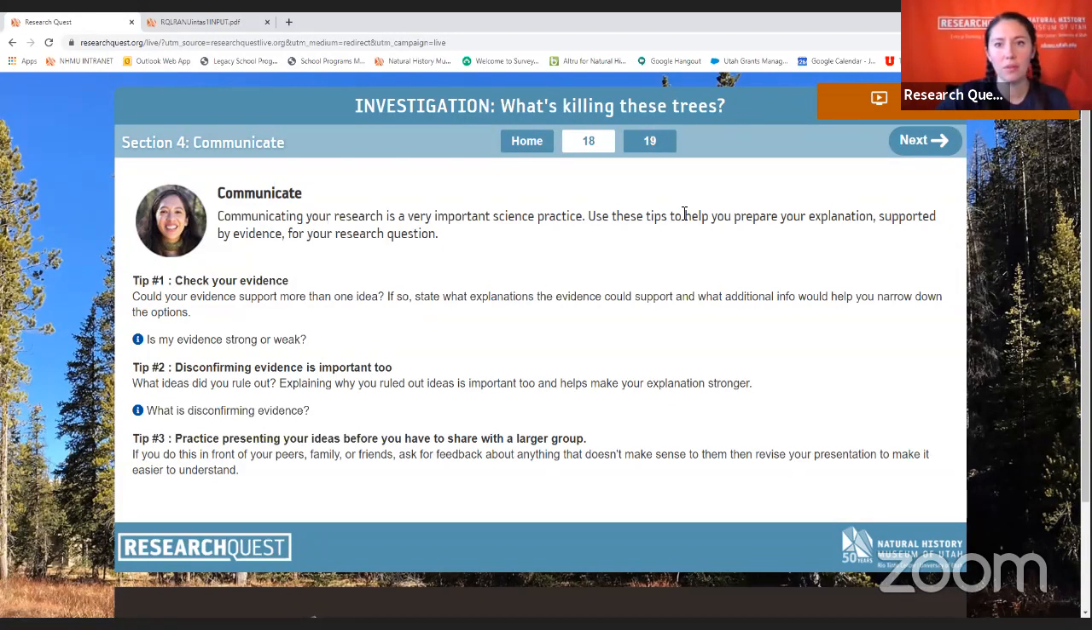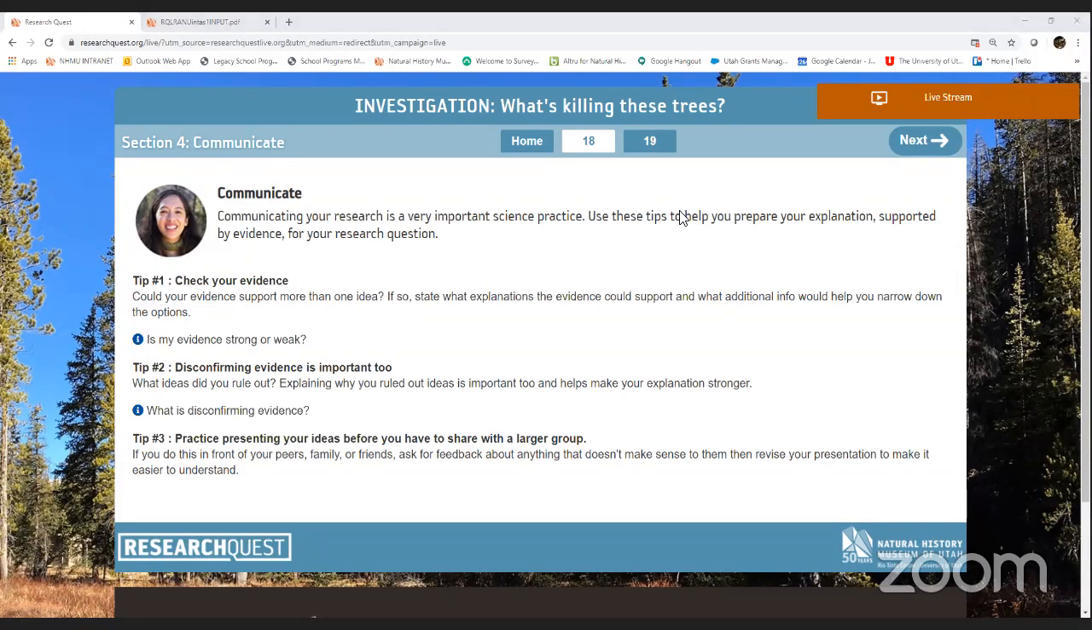So communicating your research is a very important science practice. Use these tips to help you prepare your explanation supported by evidence for your research question. So tip number 1, check your evidence. Could your evidence support more than one idea? So that's a good one.